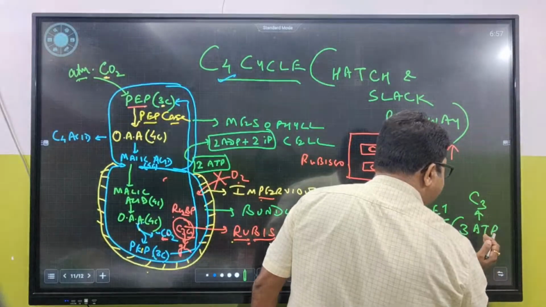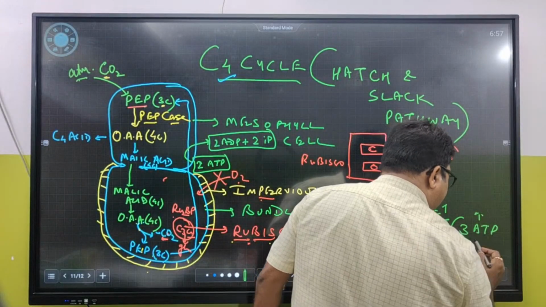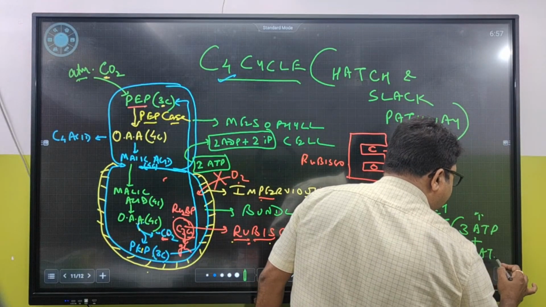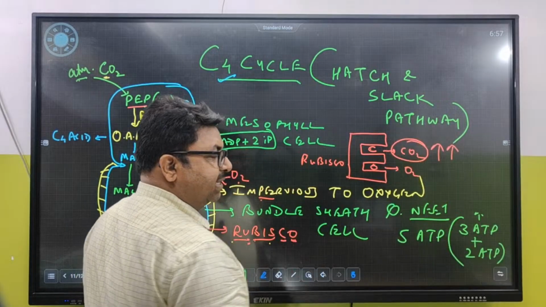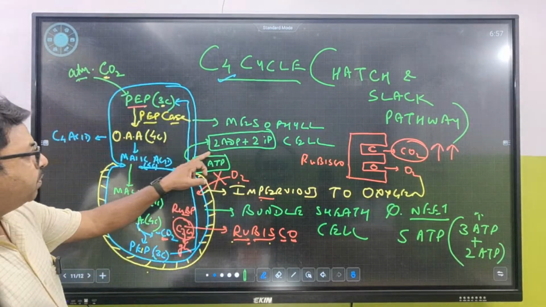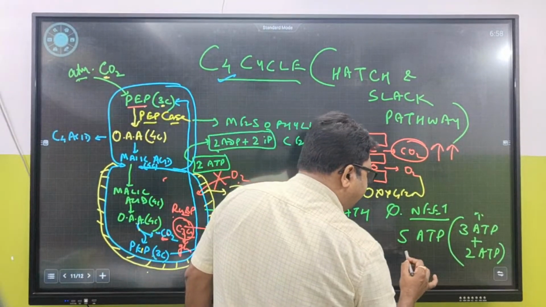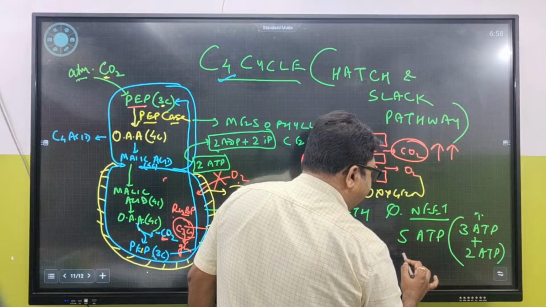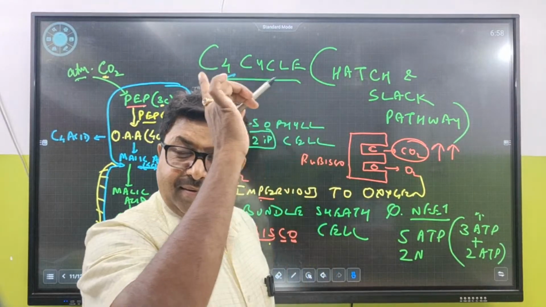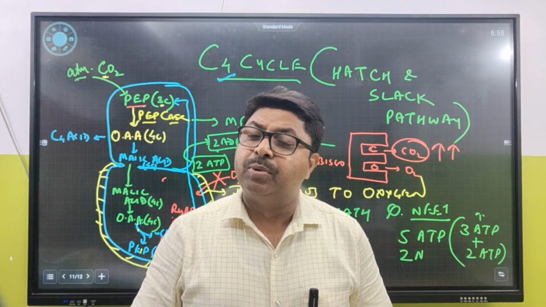So in the C3 cycle 3 ATP are formed, plus 2 ATP are formed in the mesophyll cells, because this is going to take place in the mesophyll cells. Now, 5 ATP and how many NADPH2?